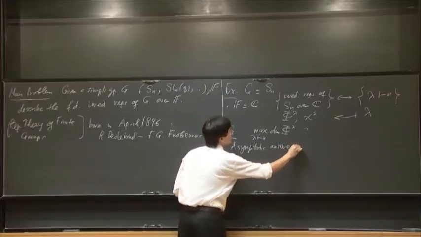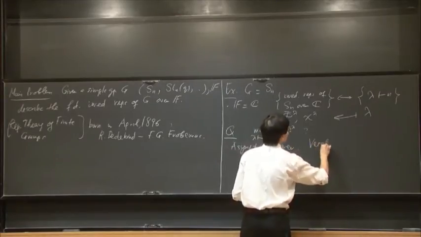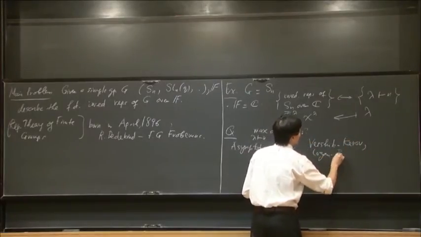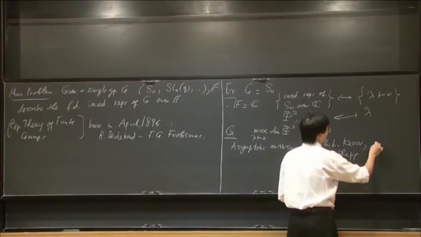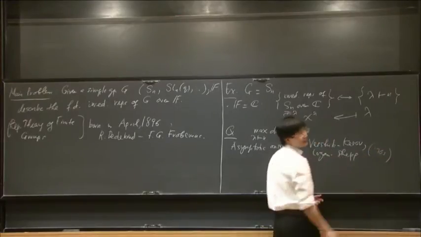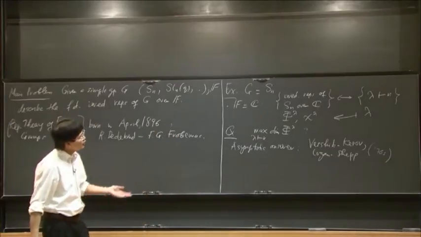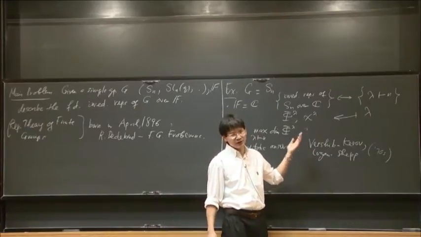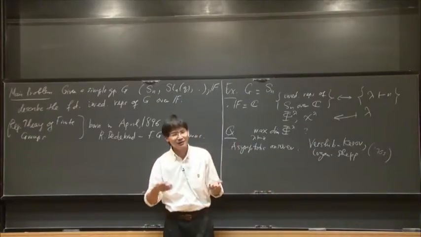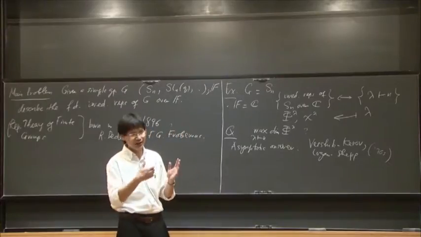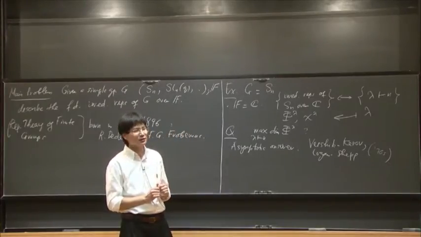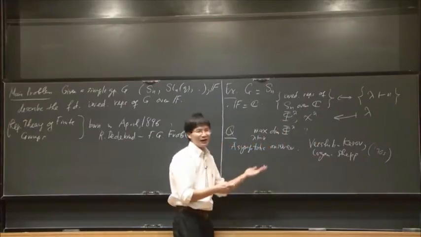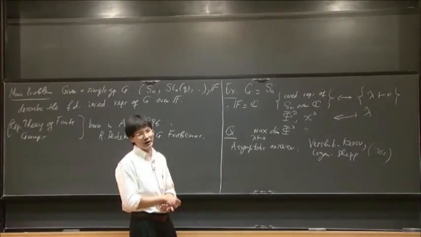It was given by work of Vershik and Kerov, and also by Logan and Shepp, I think in the 70s. If you look at the answer, what you do is take the order of the symmetric group, which is n factorial, and divide by the partition function, which is the number of representations, and the answer would be something like that. And we also know the shape of the partition which gives you the largest degree.